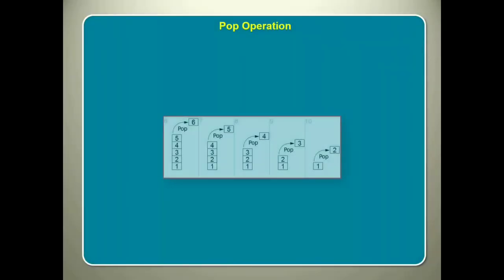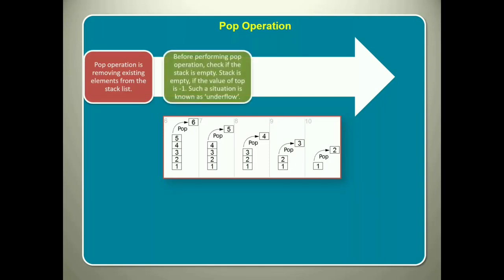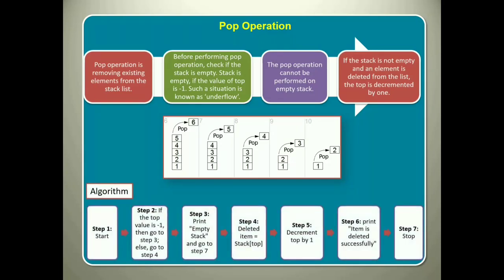Let us now look at the pop operation. Pop operation is removing existing elements from the stack list. Before performing pop operation, you need to check if the stack is empty. Stack is empty if the value of top is -1. Such a situation is known as underflow. You cannot perform pop operation on an empty stack. If the stack is not empty and an element is deleted from the list, the top is decremented by 1. Here is an algorithm for pop operation.